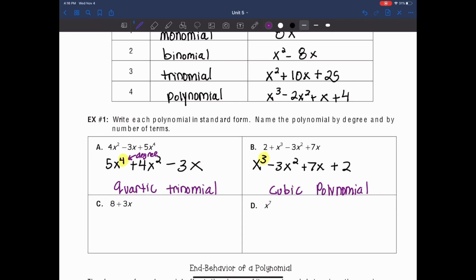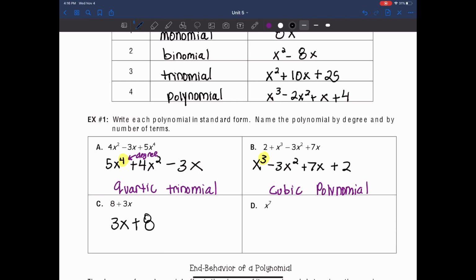All right. Part C, we have 8 plus 3x. Let's go ahead and put this in standard form. Let's look for my highest exponent. Well, here I have a constant and a 3x. I know that this 3x has a degree of 1, so my highest degree is going to be 3x, and then I have plus 8.